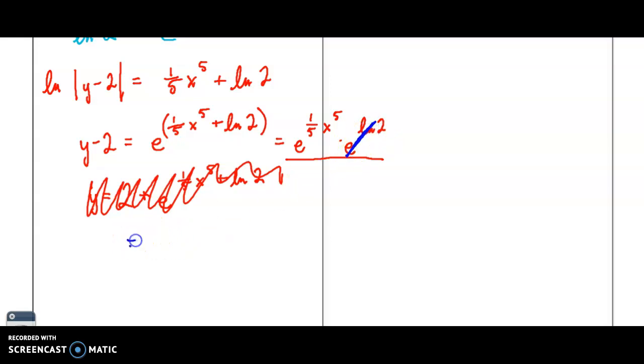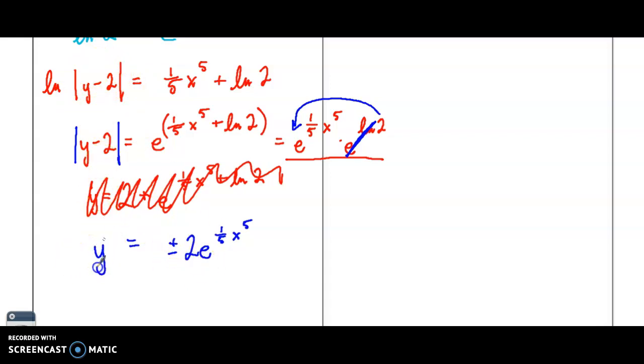So what we're looking at is, 2, he just moves that 2 in front. E to the 1/5 x to the 5th power. Now, why should I have left this as an absolute value and a plus or a minus? And we kind of examined it earlier, is when we plugged in 0 for y, we had the negative version of that answer. So that's why I should have left it as plus or minus.